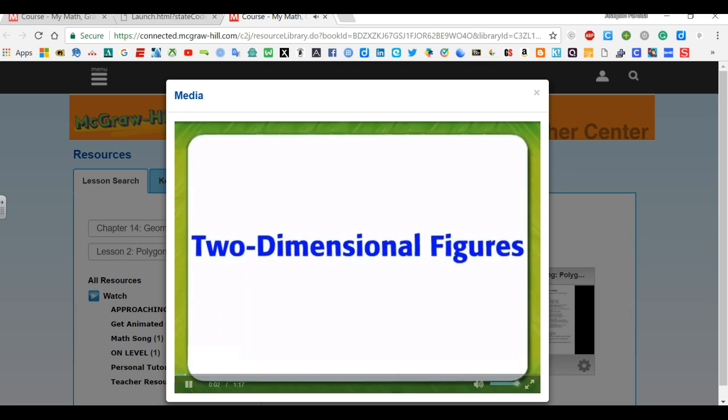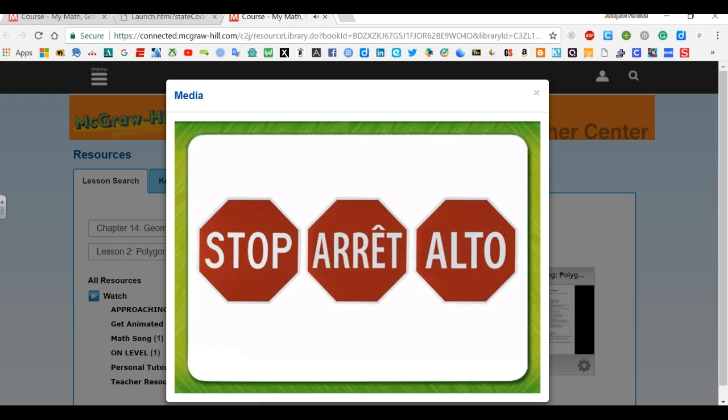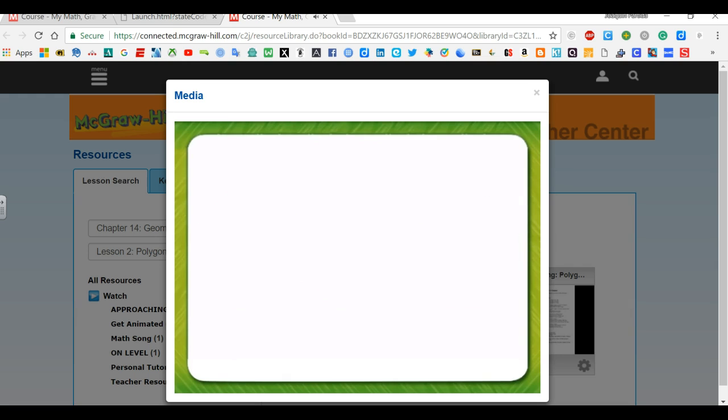Two-dimensional figures. Mary noticed that all stop signs are figures that have 8 sides. The shape of the stop sign is a polygon. A two-dimensional figure, or plane figure, has length and width. A polygon is a closed two-dimensional figure of 3 or more line segments and angles. Polygons are named by the number of sides they have.